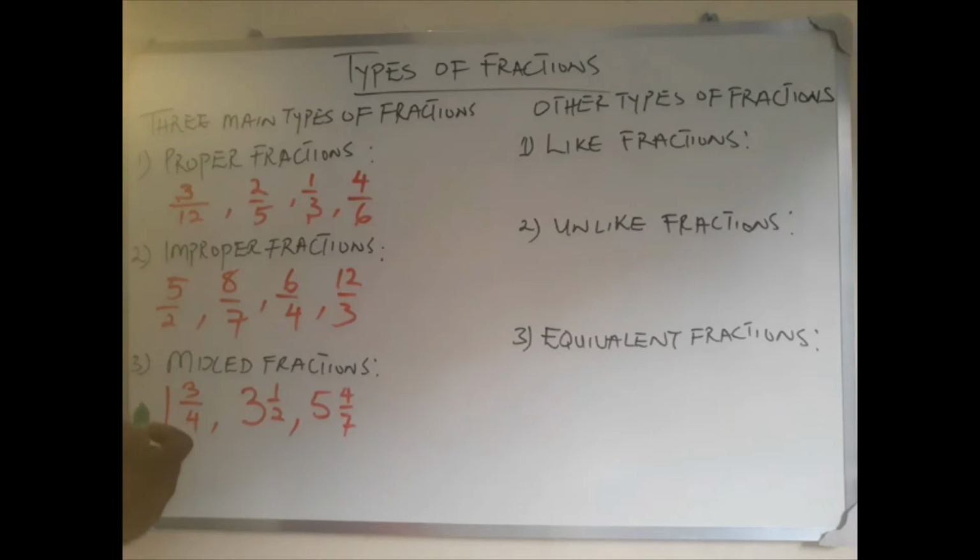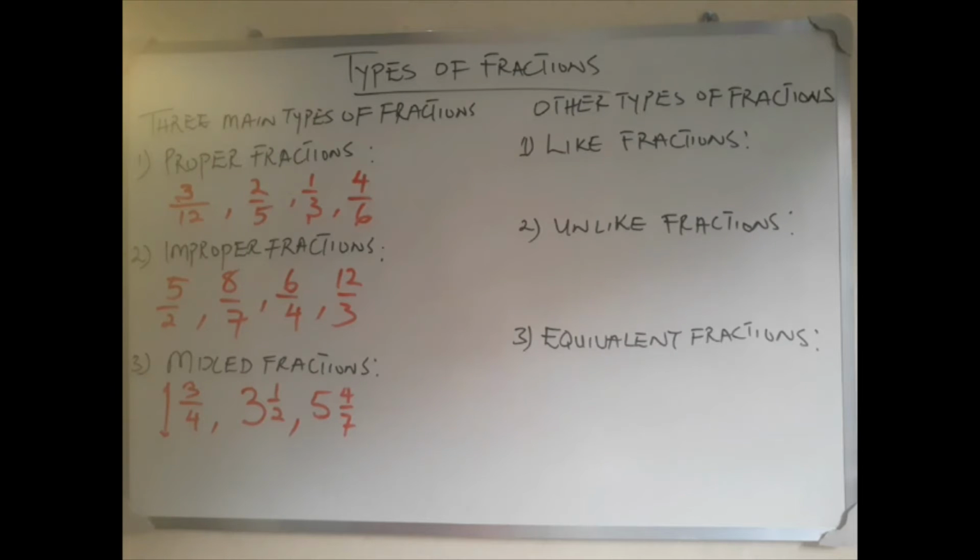You can see here that in this particular fraction, we have a whole number. 1 is a whole number, while 3 over 4 is a proper fraction, because its numerator is less than its denominator. The same applies to 3, 1 over 2: 3 is a whole number, while 1 over 2 is a proper fraction. And in the next one, we have 5 as a whole number and 4 over 7 as a proper fraction. So they are called mixed fractions because they have a whole number and also a proper fraction. I hope that is clear.